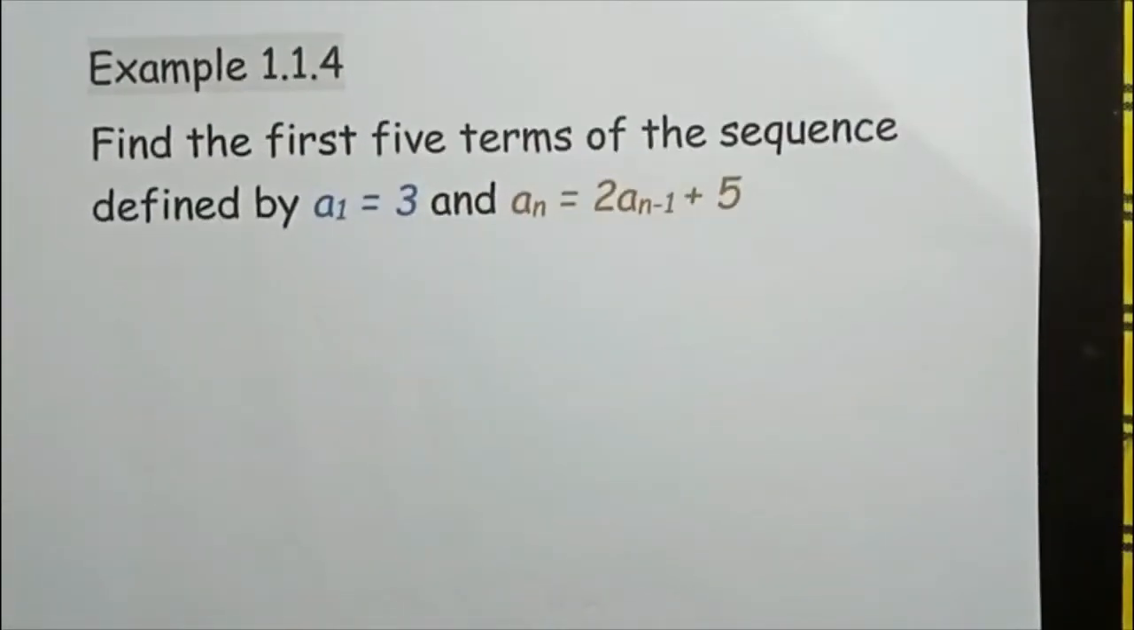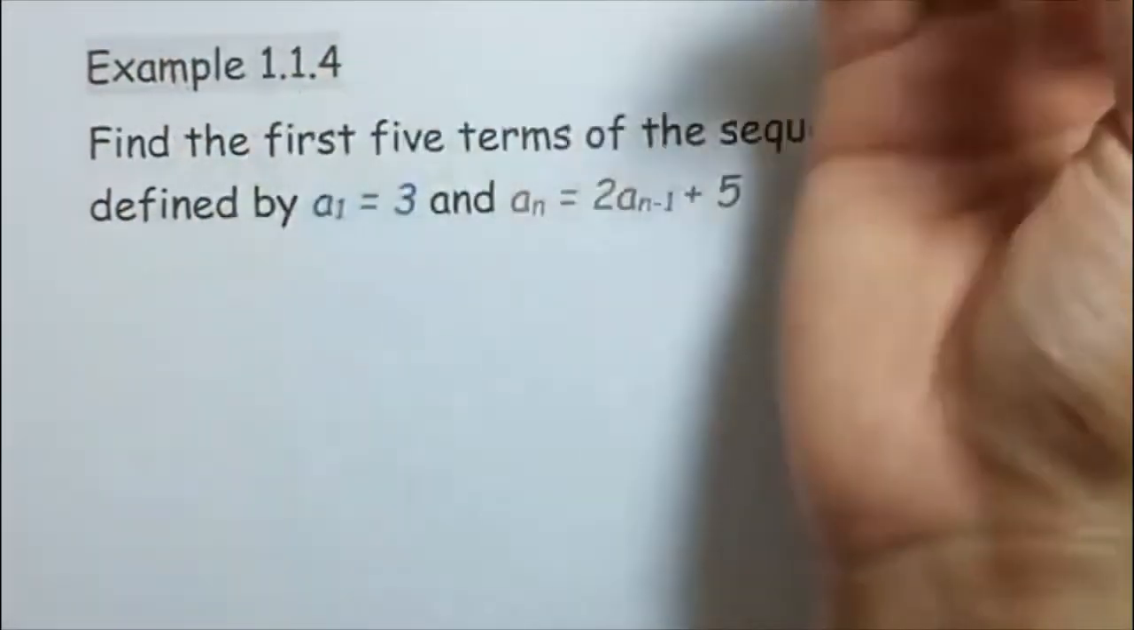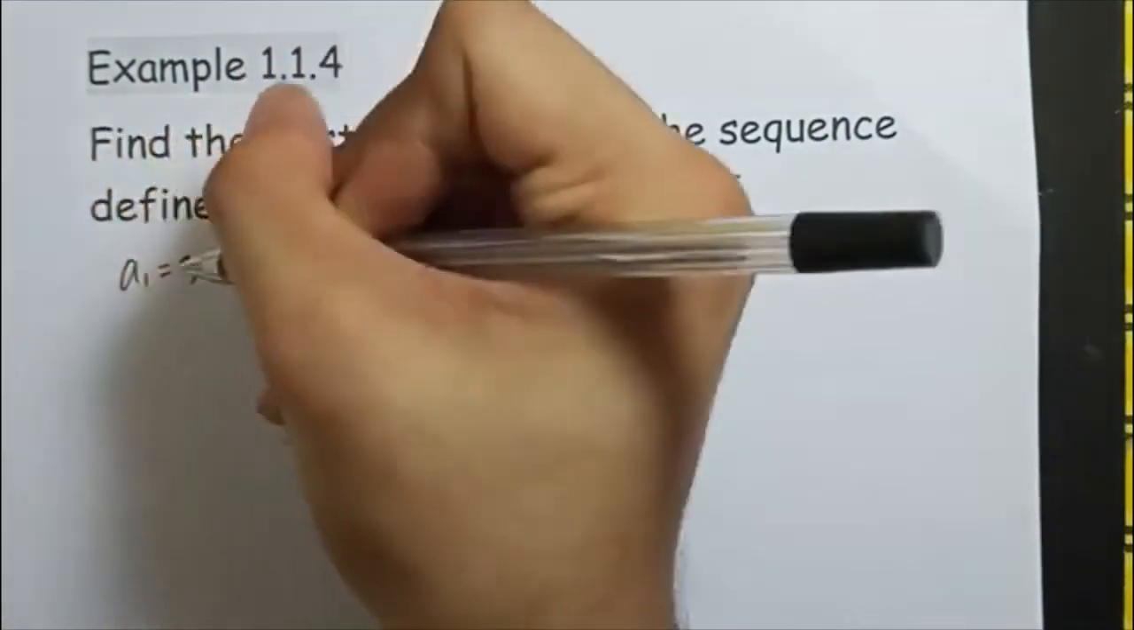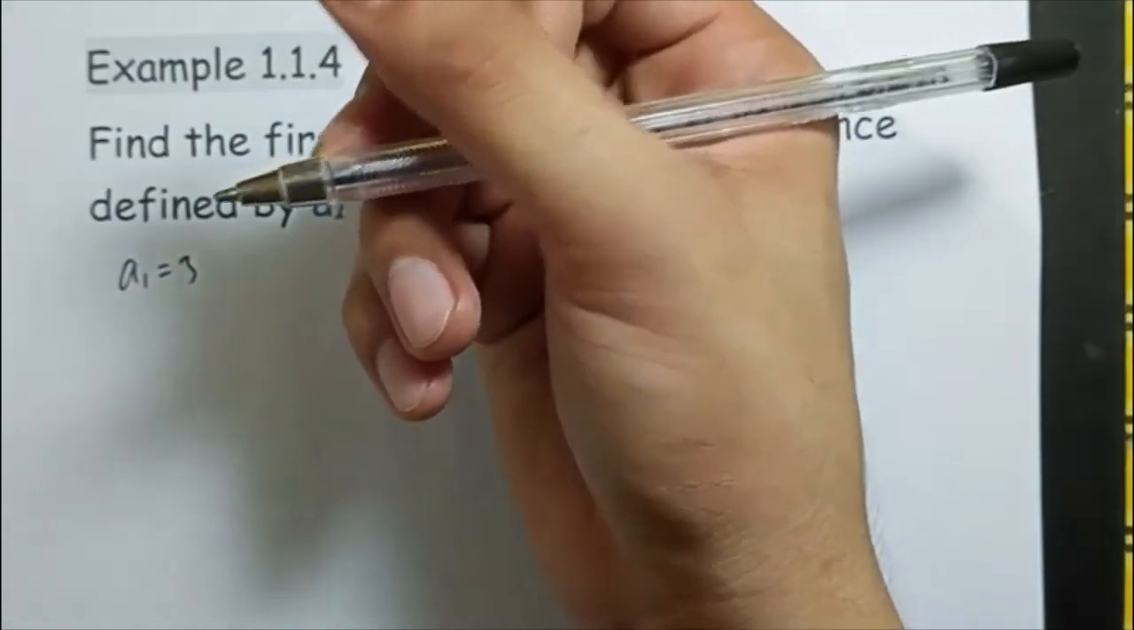Example 1.1.4. Find the first 5 terms of the sequence defined by a sub 1 equals 3 and a sub n equals 2 times a sub n minus 1 plus 5. So, first 5 terms na naman. Ang haba ng video na to. Okay. Sige na. A sub 1 natin is 3. So, hanapin na lang natin is 4 na terms. A sub 2, A sub 3, 4, and 5.